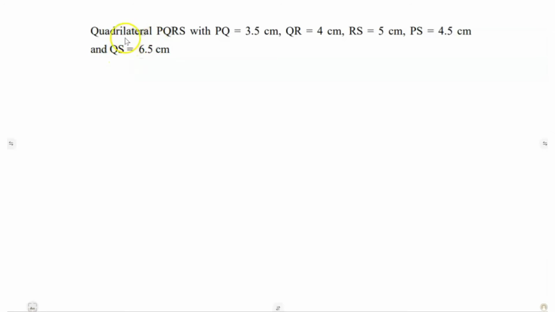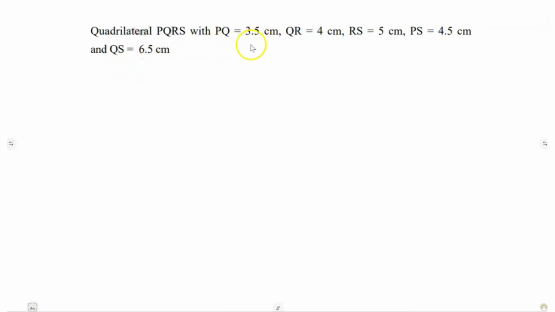Let us see another example. Construct a quadrilateral PQRS with PQ 3.5 centimeter, QR 4 centimeter, RS 5 centimeter, PS 4.5 centimeter, and QS is 6.5 centimeter. Here PQ, QR, RS, PS, these are all sides, 4 sides, and QS is a diagonal.